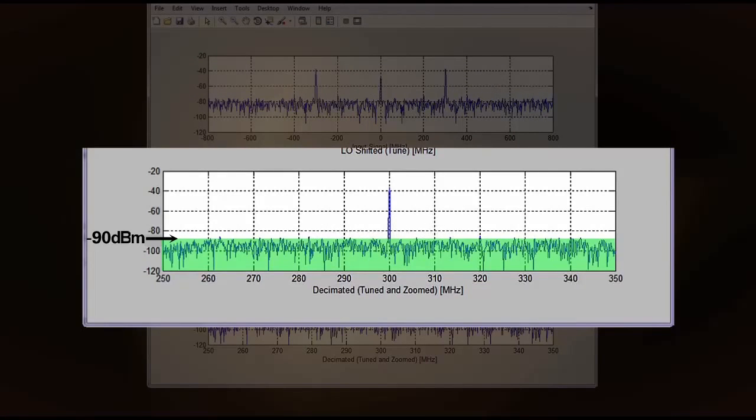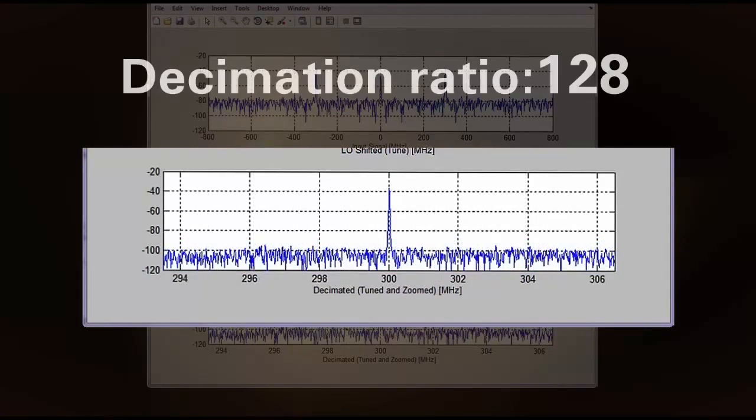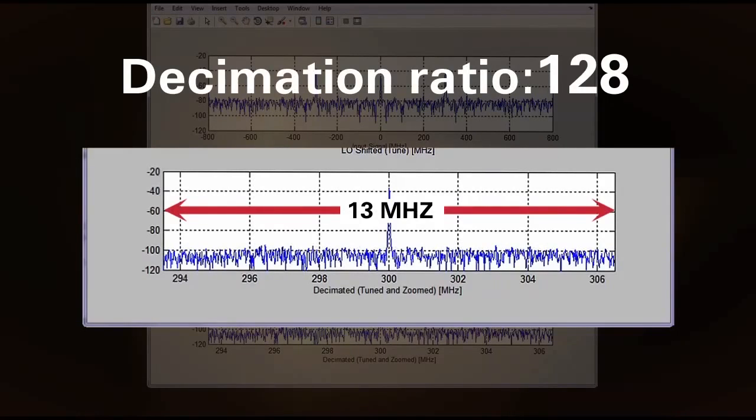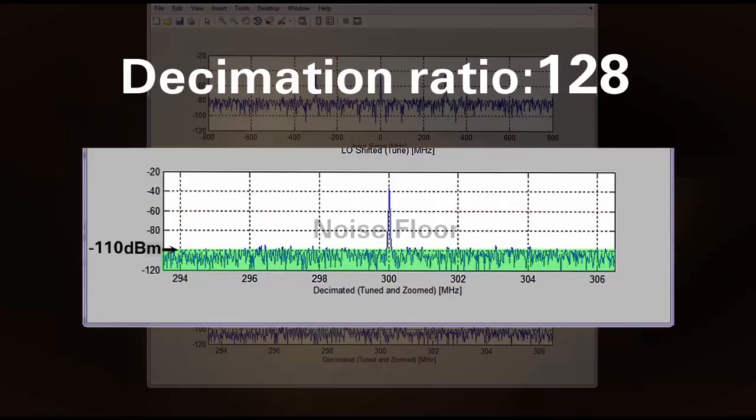These results are measured with an input signal at -40 dB of full scale to challenge the sensitivity of the digitizer at full bandwidth. This last example will use a decimation ratio of 128 to reduce the span to 13 MHz. Note that the noise floor has been pushed down to -110 dB from full scale.